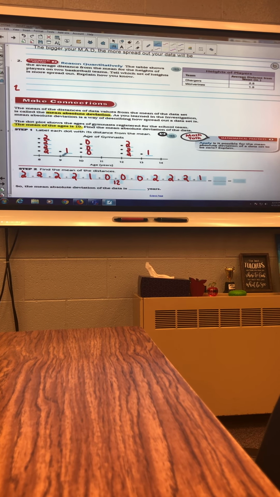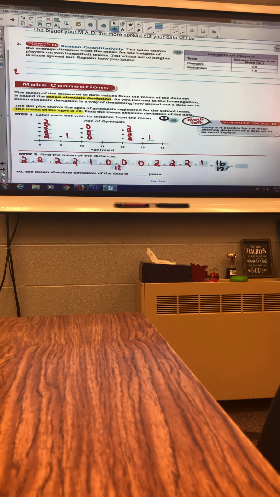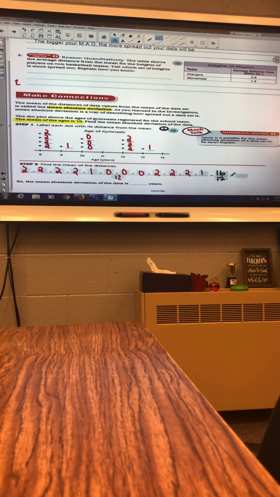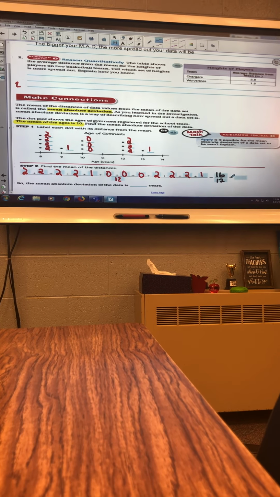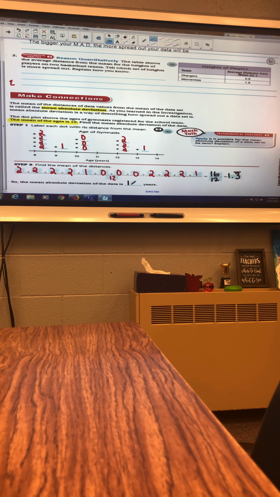Then we come down and we add them all up, even the zeros. You have to count the zeros. So 2, 4, 6, 8, 9, 10, 12, 14, 16. So we have 16 divided by 12 because you added 12 pieces of data. And remember, you can use your calculator. I'm going to go ahead and cheat and use mine. So I have 16 divided by 12, which is 1 3/10 repeating. Okay. So the mean absolute deviation of this data set is 1 3/10 repeating.